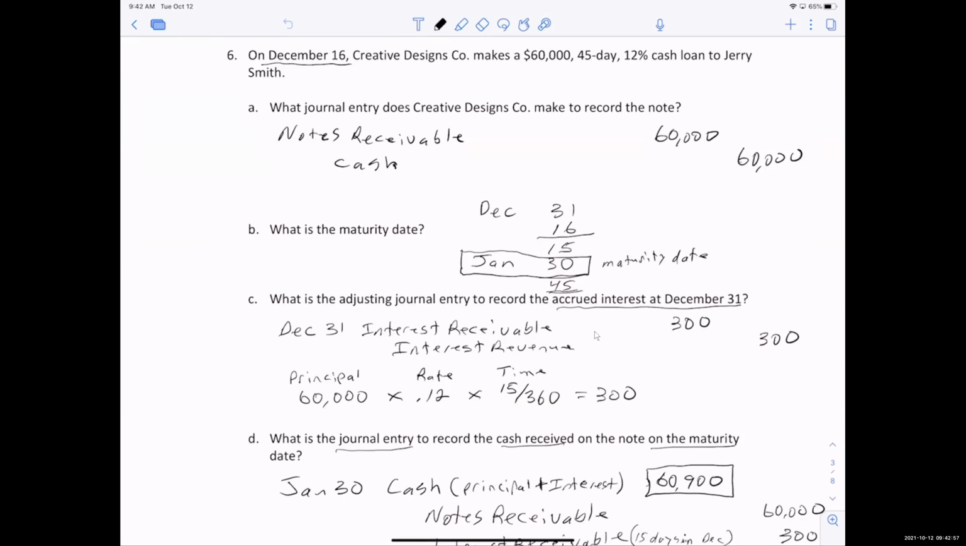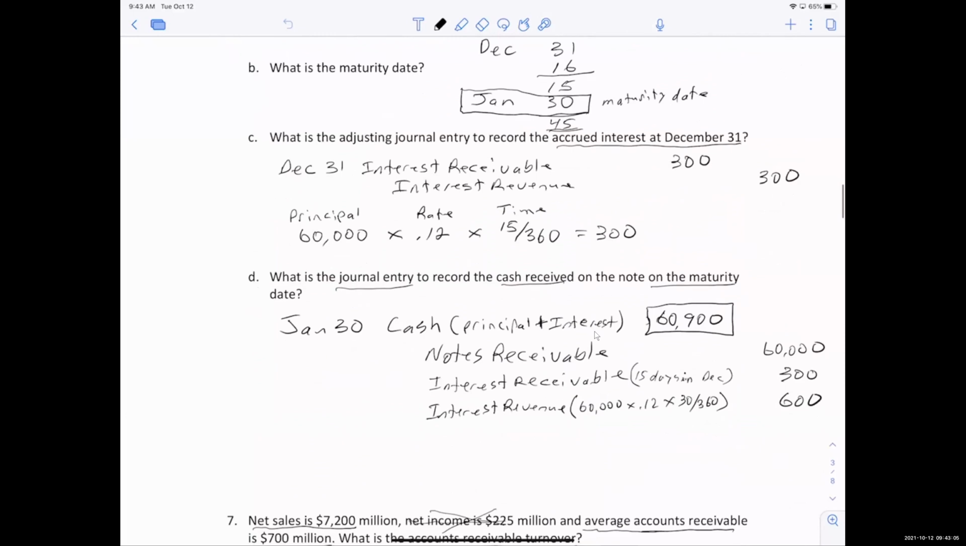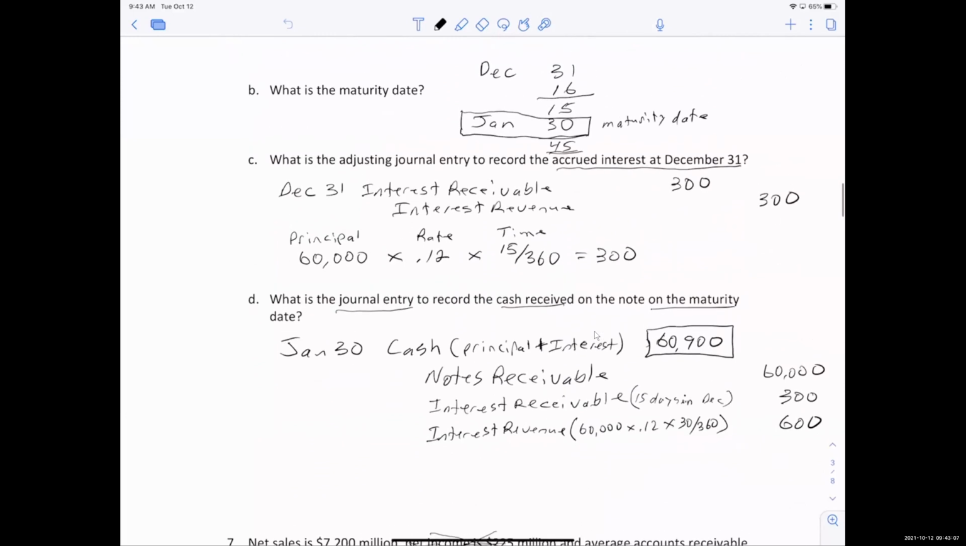Okay, so let's say it's 15 days, 30 days later, that's going to be the 45 days. In 30 days, he's going to pay us, right? So what's he going to pay us? Well, he's going to pay us the principal plus the interest. Okay, you know what the principal is? That would be 60,000. And so if he pays you 60,000, then he doesn't owe you anymore. So you have to credit his notes receivable.